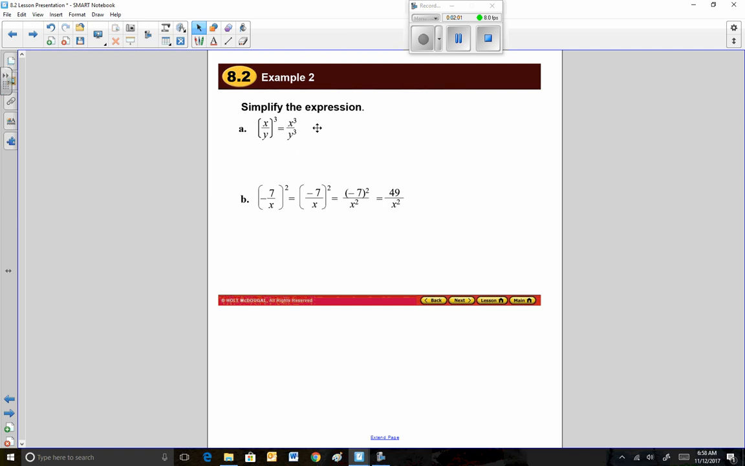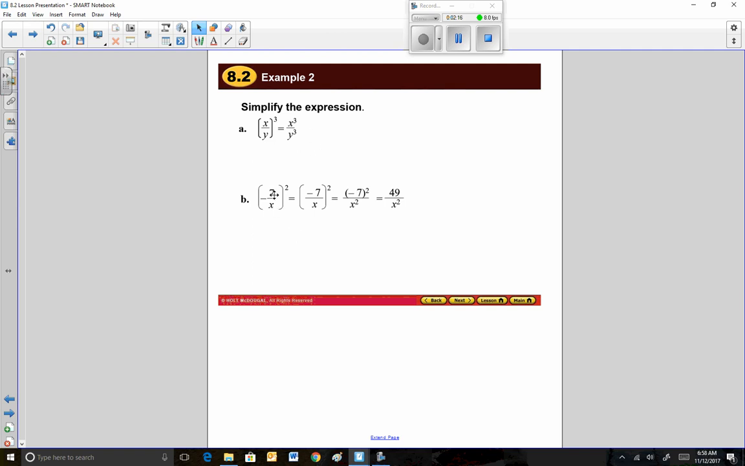Simplify the expression. If this whole set, x and y, are raised to the 3rd power, we have x to the 3rd power and we have y to the 3rd power. Now these have different bases, so you can't subtract anything. You just have to leave it the way it is.